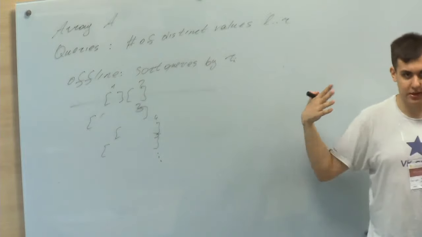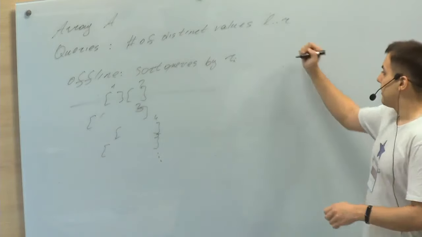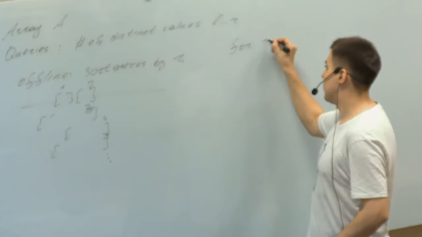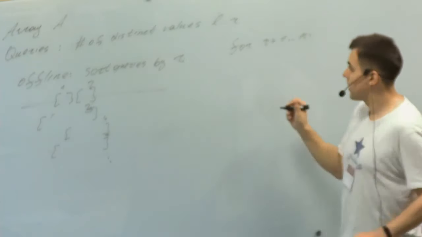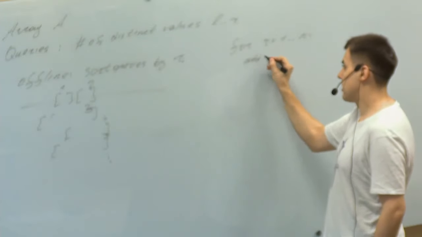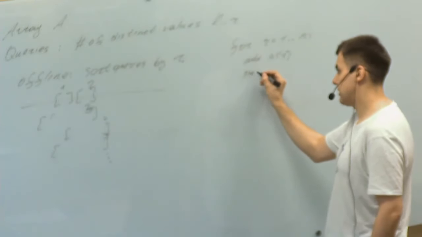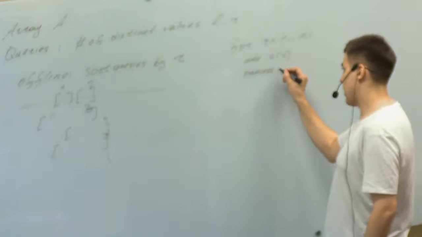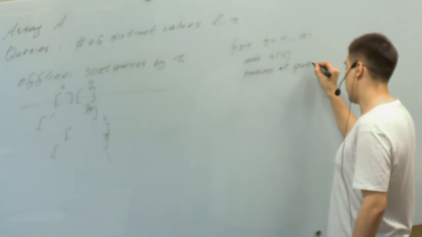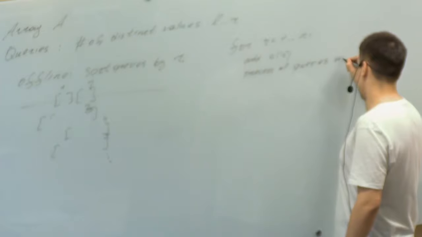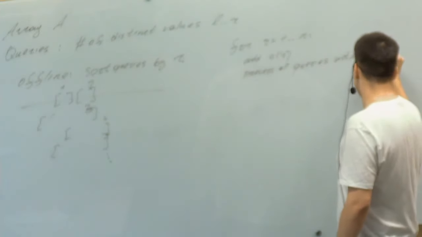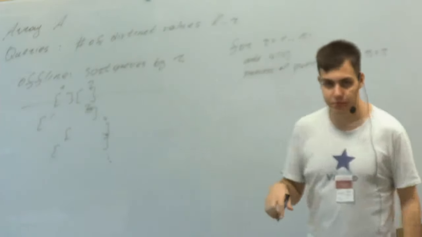So we add elements to the array one by one. For R from 1 to n, we add A_R and then process all queries with that right border, with I equal to R. Well, what is the data structure that we need? Well, let's have an array of zeros and ones.